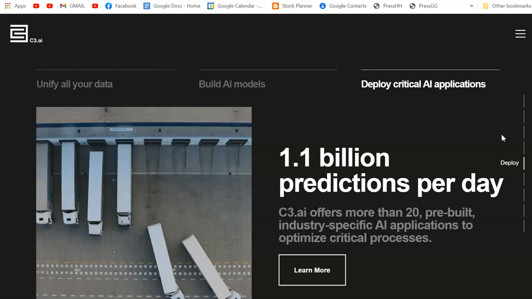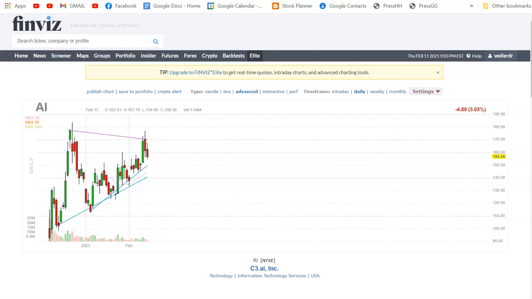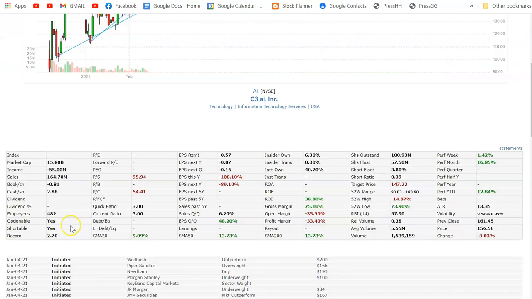Let's have a closer look. AI is currently trading at about $156. It's a relatively new company, and you can see it has experienced phenomenal growth over the last 2 years. It's optionable and shortable, but the analyst recommendation is 2.7, which is not a buy. The PE and the forward PE indicate that it's not a profitable company.